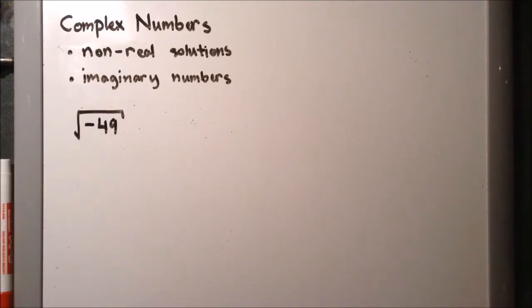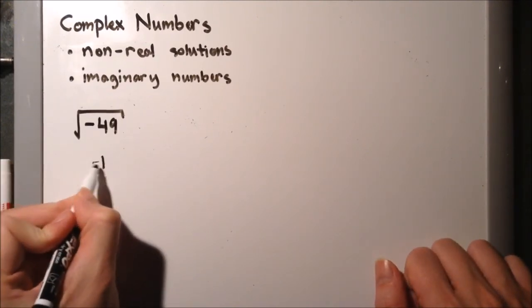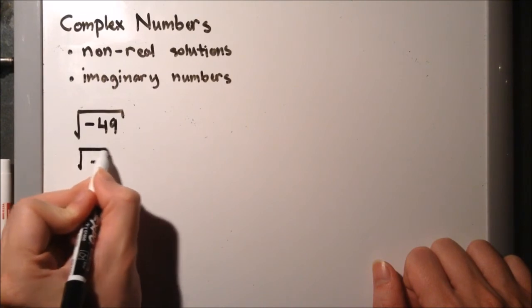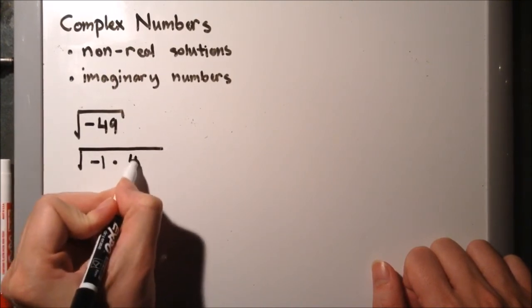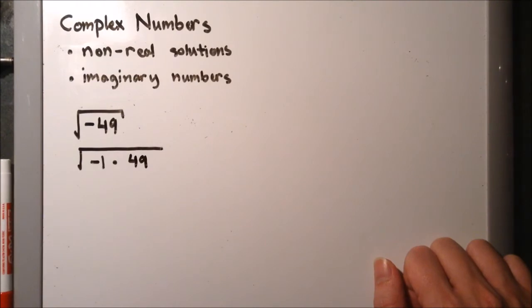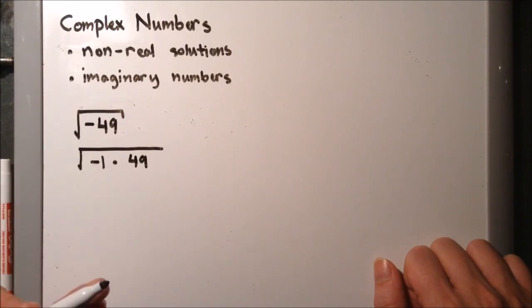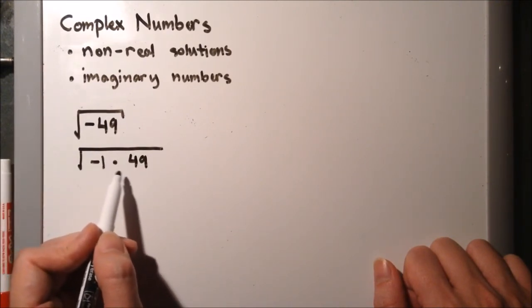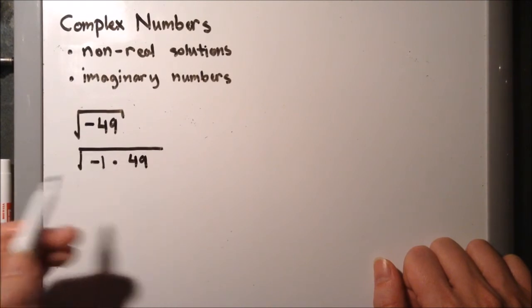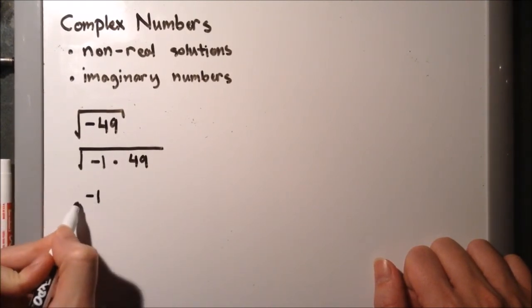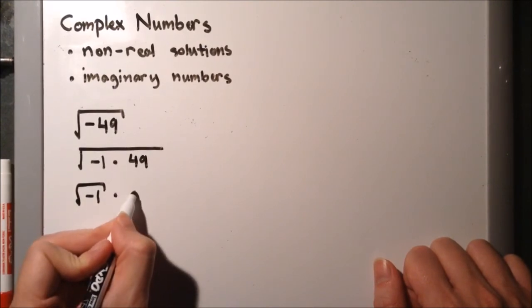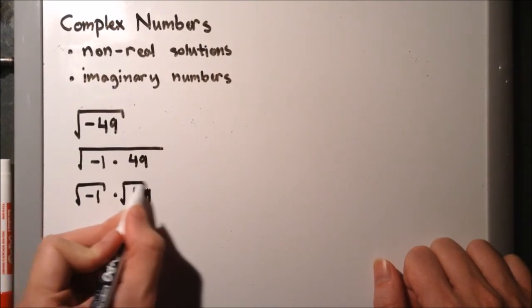What we can do with the square root of negative 49 is break it down into two numbers that multiply to negative 49. Well, for sure, we can use negative 1 times 49. Again, negative 1 times 49 will give you negative 49. So we're going backwards, we're breaking it down. Since we are multiplying inside the square root, you can split it into two square roots: the square root of negative 1 times the square root of 49.